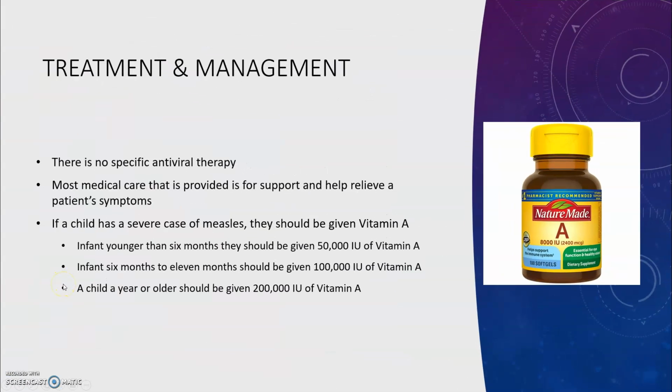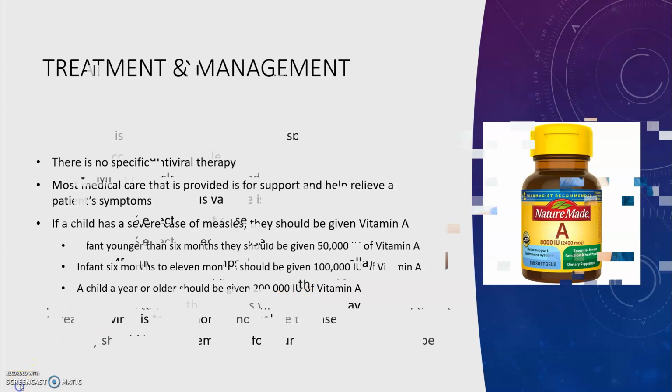Treatment and management. Unfortunately, there is no specific antiviral therapy. Most medical care will be supportive and help relieve a patient's symptoms. Although when children have really severe cases, they should be given vitamin A. As shown down here, if they are younger than 6 months, they should be given 50,000 IU of vitamin A. Infants 6 months to 11 months should be given 100,000 IU of vitamin A, and a child a year or older should be given 200,000 IU of vitamin A.